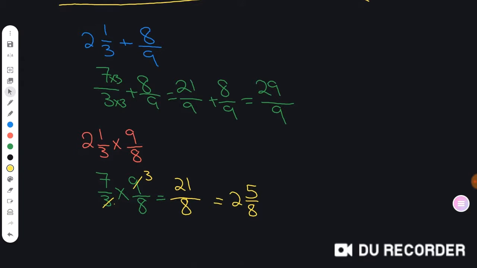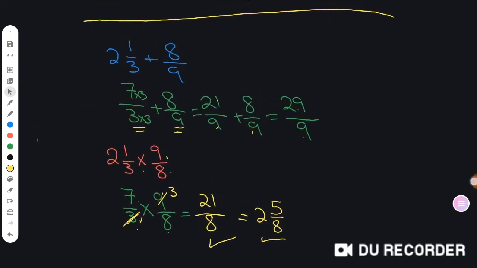This is an example of a question from the exam. Without using a calculator, you must show all your working to get the answer. This is a mixed number, so you need to make it improper by multiplying 2 times 3, 6 plus 1, 7 over 3 plus 8 over 9. Addition needs the same denominator, multiply by 3 up and down, 21 over 9, 8 over 9, 29 over 9. 2 times 3, 6 plus 1, 7 over 3, multiply 9 over 8. You don't need to make them the same denominator. You can simplify them to get the answer. The question will ask if it needs to be in mixed form or simplest form, and you write it this way. If it needs to be improper, it will mention this.